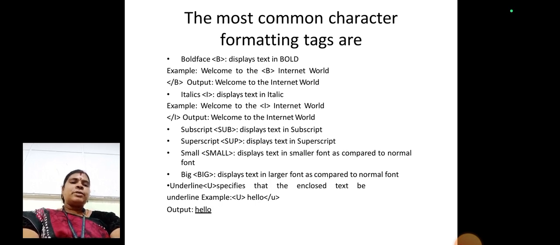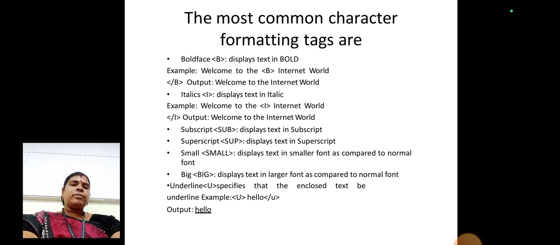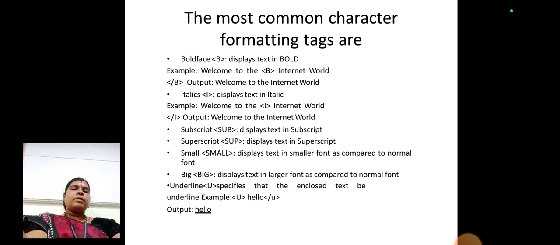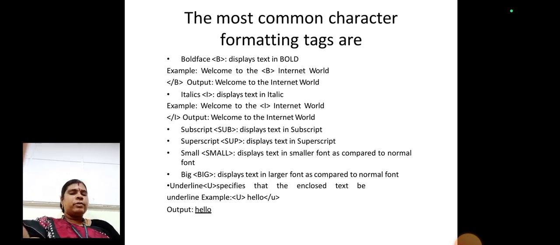Subscript: the SUB tag displays text in subscript. Superscript: SUP displays the text in superscript. The small tag displays text in a smaller font as compared to the normal font. The big tag displays text in a larger font as compared to the normal font. Underline: the U tag specifies that the enclosed text be underlined. Example: <u> hello </u>. The output is displayed as hello, an underlined word.